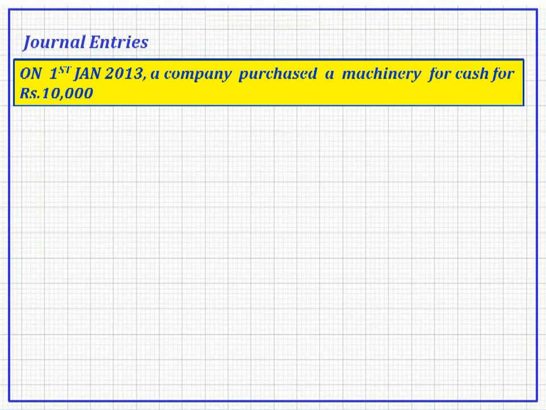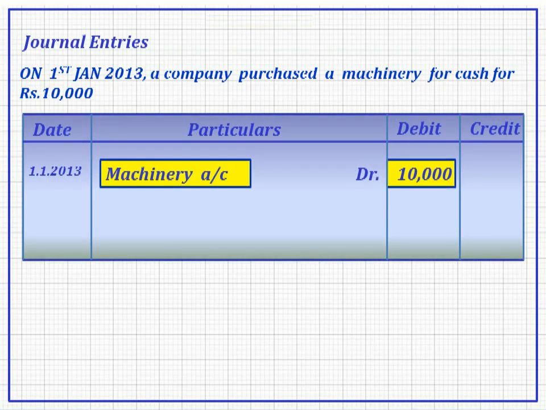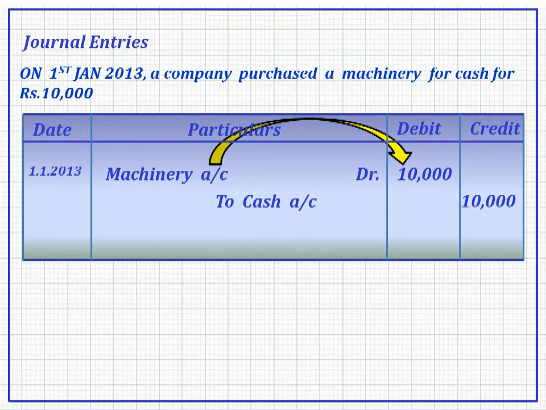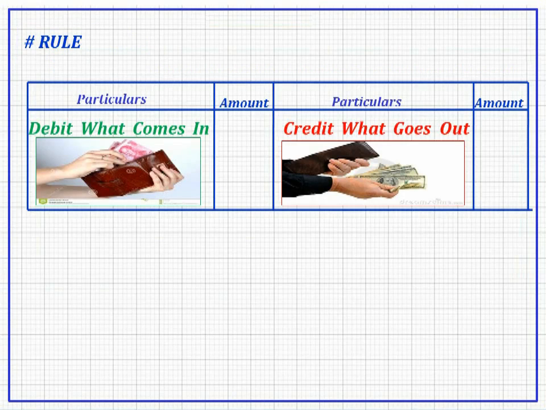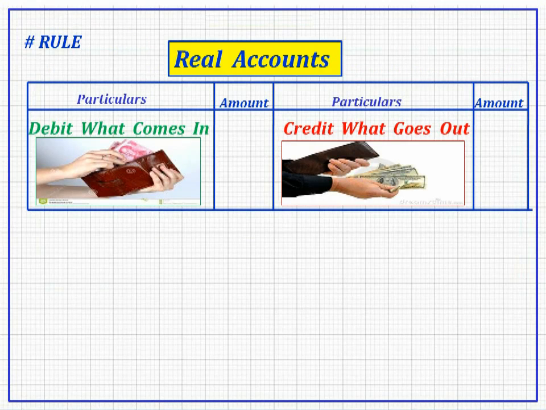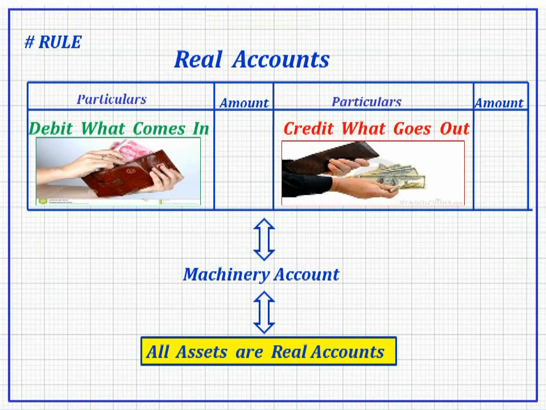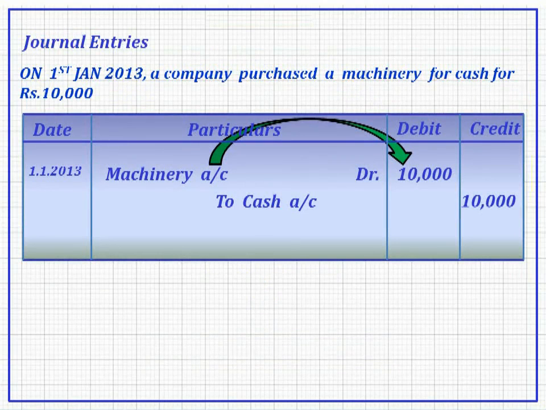On 1st January 2013, you have bought the machinery for cash for Rs 10,000. So what will be the journal entry? Machinery account debit to cash account. Machinery account has been debited. You know the rule: debit what comes in and credit what goes out. This rule is for the real accounts. Machinery account is a real account because all assets are called real accounts. So the machinery has come in, so you have debited machinery account.